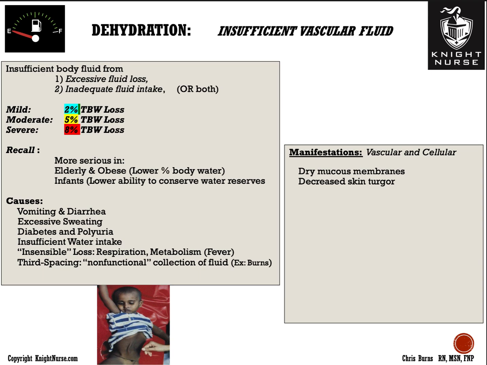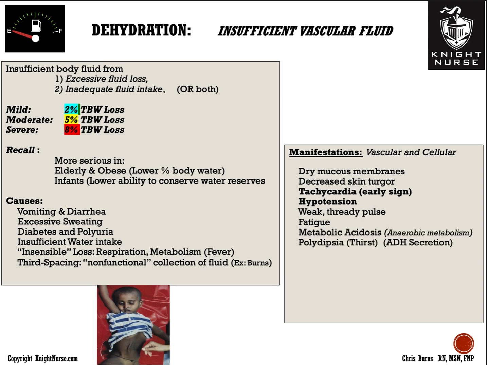That's pretty bad dehydration. Actually, the first sign of dehydration is often tachycardia and hypotension, and then a weak, thready pulse and fatigue if it gets worse. Now, if someone's dehydrated, remember I said dehydration equals hypoxia. So if someone's dehydrated and they're not getting good tissue perfusion and they're having cellular ischemia, the cells will undergo anaerobic metabolism and start making lactic acid. That's metabolic acidosis.